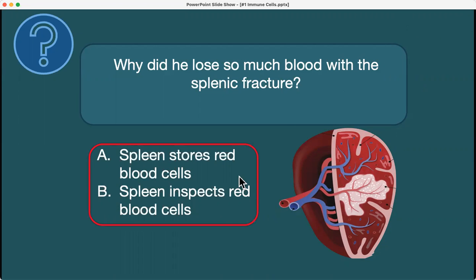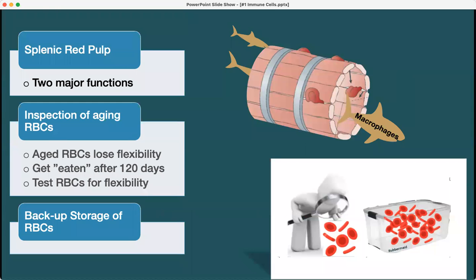The answer is both. The spleen is doing both. It's storing red blood cells and it's having all the red blood cells come through the spleen for inspection. So it's got two major functions, the red pulp inspecting them, because remember these red blood cells, because they've lost all their organelles, they lose flexibility after 120 days and they have to be culled out of the system.